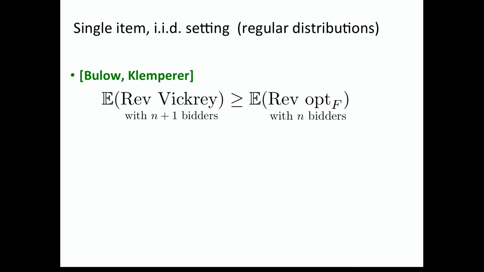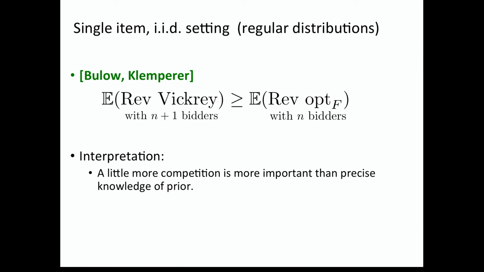So the starting point, or an inspiration for this work, is an older result by two economists, Bülow and Klemperer, who showed that in a single item IID setting, with regular distributions, whatever that is, the expected revenue of the optimal auction tailored to the distribution is less than or equal to the expected revenue of just the simple Vickrey auction, sell to the highest bidder at the second highest price, as long as you add one more bidder. So this is a resource augmentation type result.